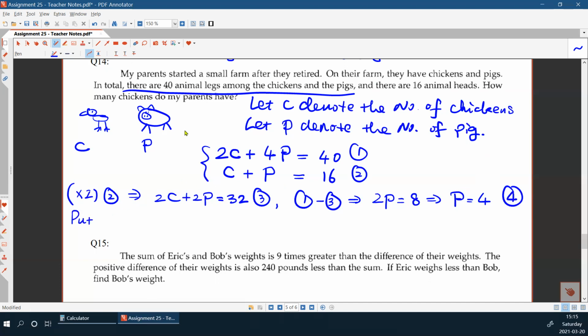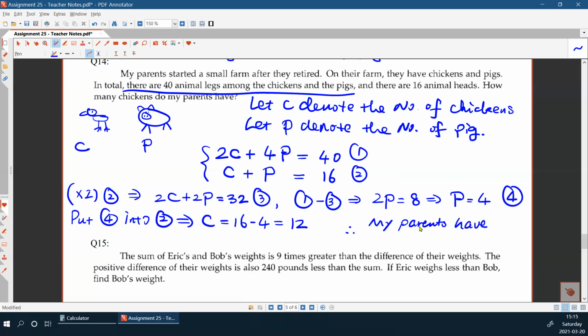Of course, here we want to know the number of chickens as well. So let's put 4 into equation 2. This we can solve. C is 16 minus P. P is 4. That means C is 12, right? So the number of chickens is 12. Okay, so now we can make the conclusion. How many chickens do my parents have? So the conclusion is my parents have 12 chickens.